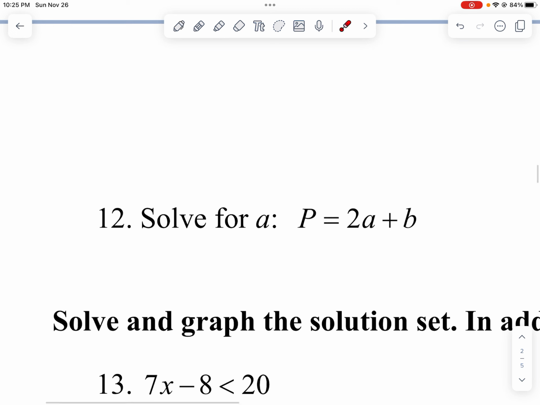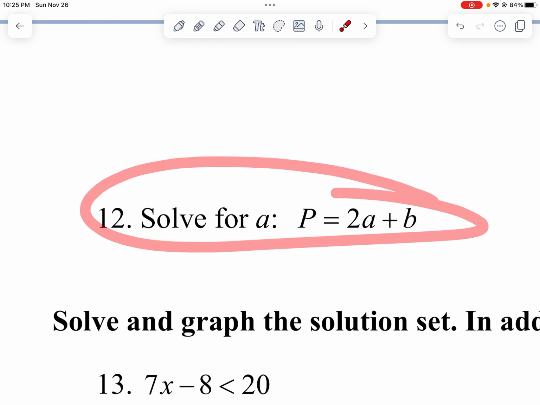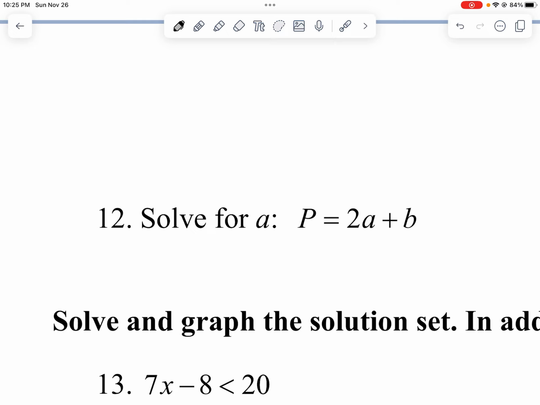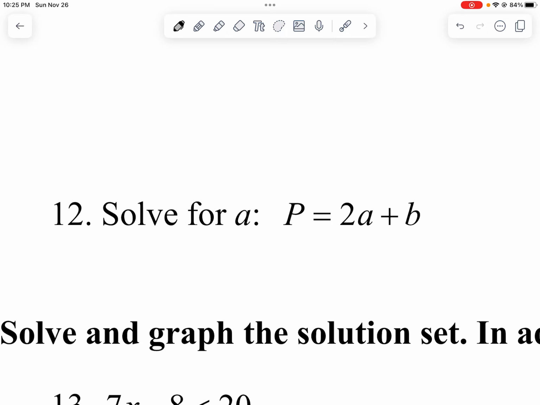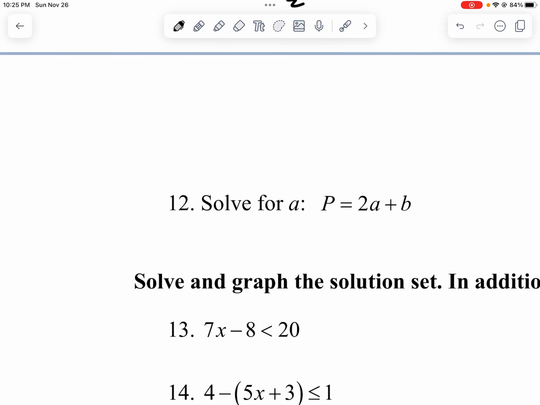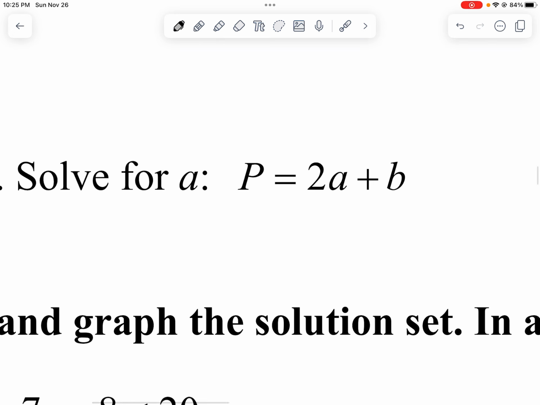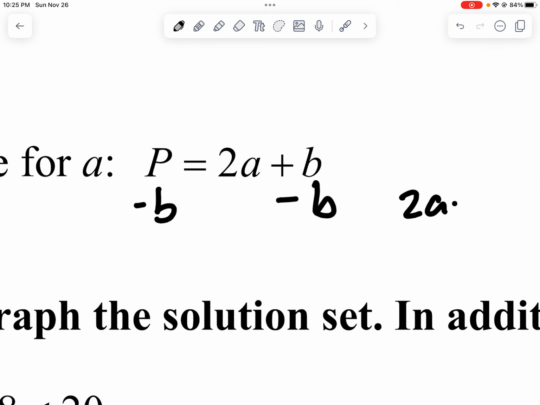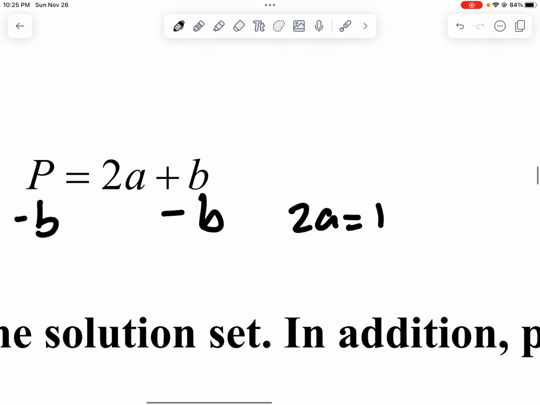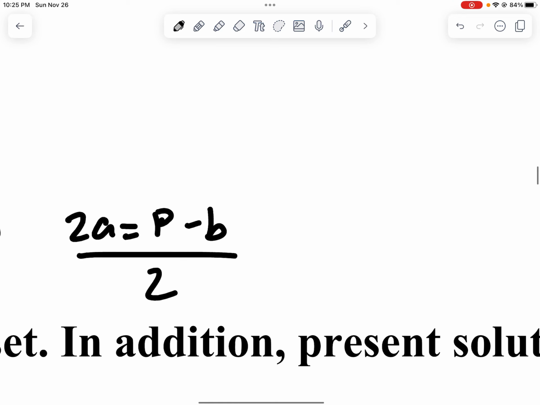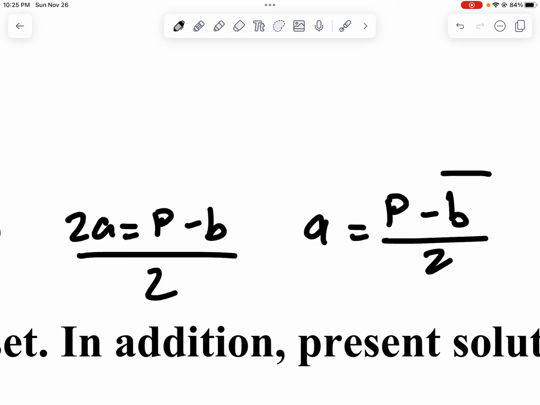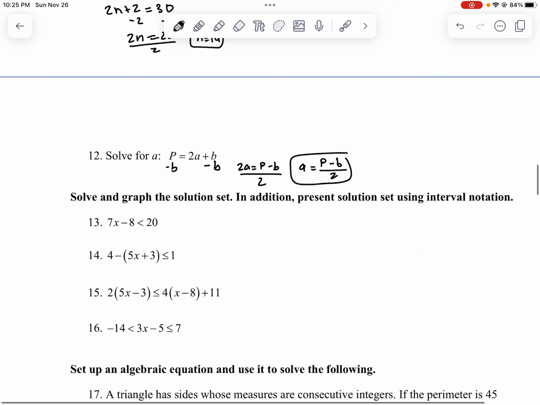Whenever I see one of these questions, solve for a, I'm automatically thinking isolating quantities, right? And this is a really frequent question that shows up on the SAT, so this is important, right? So first what I would do is I would subtract b from both sides. So I get 2a equals p minus b. And then now what I do is divide both sides by 2, and you get a equals p minus b over 2. That was a pretty easy question, right?